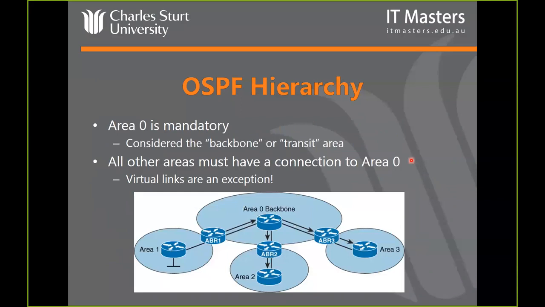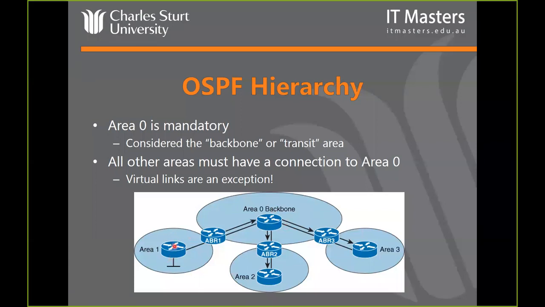So if we look at this here, we have a very good diagram. We have multiple area OSPF. We have area zero, which is known as the backbone area. You have to have area zero, it's mandatory. Consider it the backbone or transit area. All other areas must have a connection to area zero, okay? Because that's the backbone area. There is a slight exception to this where you can use virtual links, but that's not generally the norm.